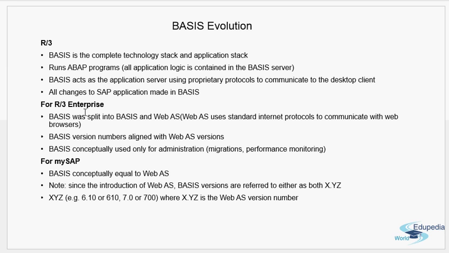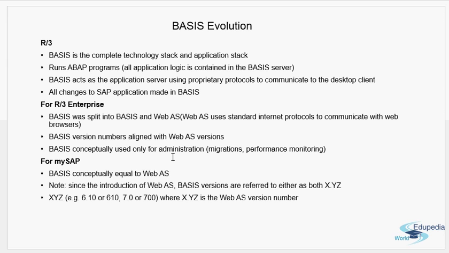Here Basis was split into Basis and WebAS. WebAS uses standard internet protocols to communicate with web browsers. Basis version numbers aligned with WebAS versions. Basis was conceptually used only for administrators, for things like migrations and performance monitoring. So in R3 Enterprise, the SAP technology stack was divided into Basis and web application server. It used to communicate with both desktop clients as well as the internet using web protocols. And the WebAS and Basis versions are the same.